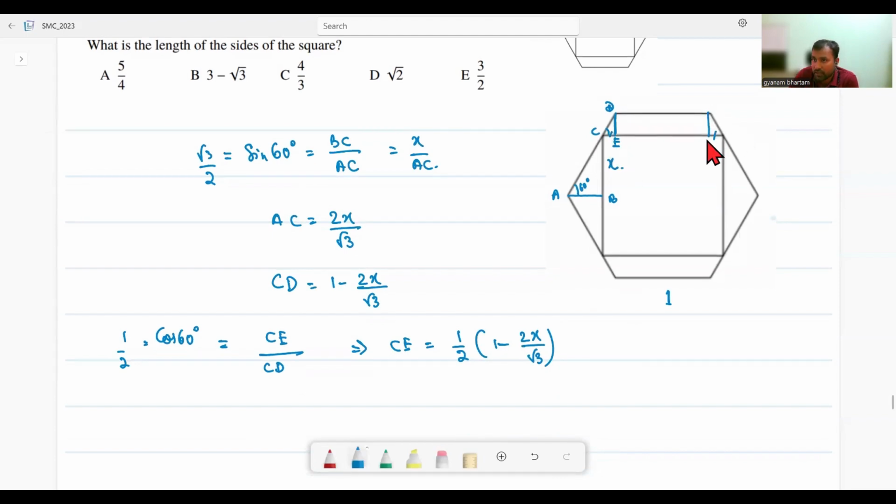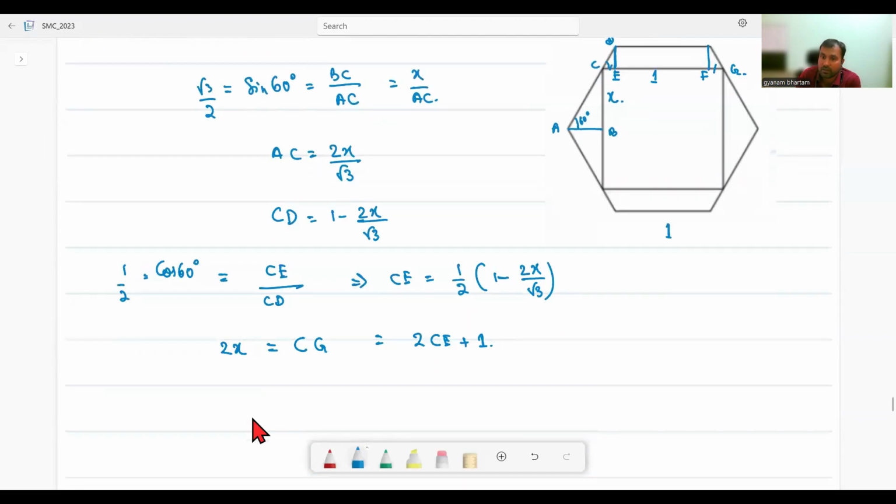Okay, CE and let us assume FG. Okay, so what is CG? If we have to count CG, this is 1. So we have to count 2 times CE plus 1. Okay, that's the CG length. And what is CG? CG is 2x. So we can start calculating everything. So 2x equals twice of CE. Twice of CE is going to be half and 2 is cancelled out. So (1 minus 2x) over root 3, plus 1.